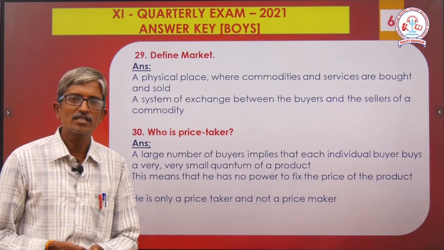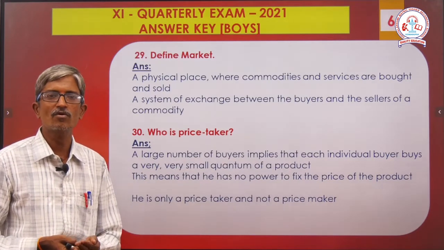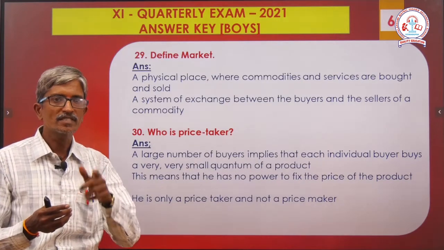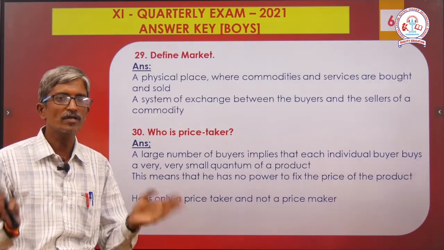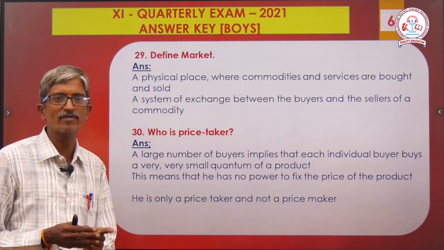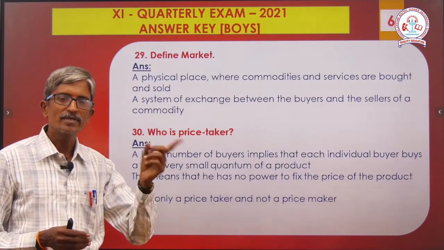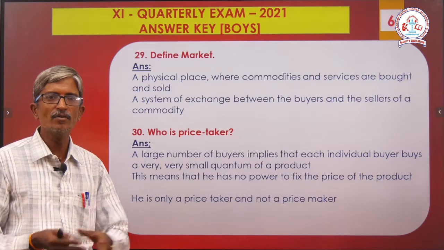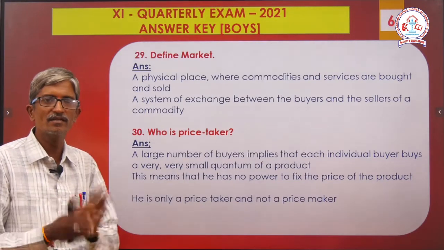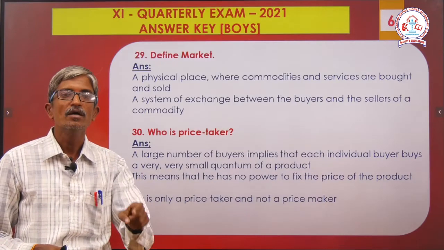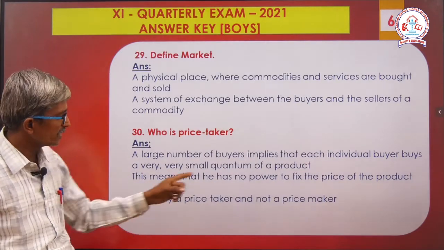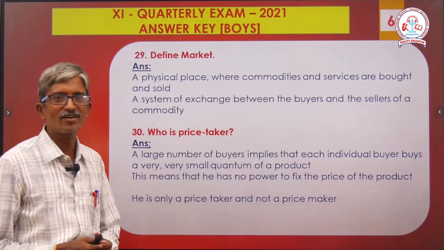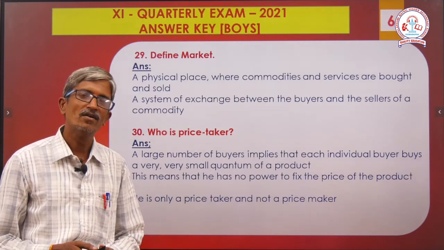Now for example, vegetable items, greens and all, we will just make a bargain because a single person can buy but more people are consuming, but the product is entirely different, the commodity is different between the TV and greens. When everyone shares equally and individually, at that point he becomes a price maker. That is the difference. So we have to analyze this and present it very exactly. This means that he has no power to fix the price of the product. He is only a price taker. At this point, he is a price taker and not a price maker.